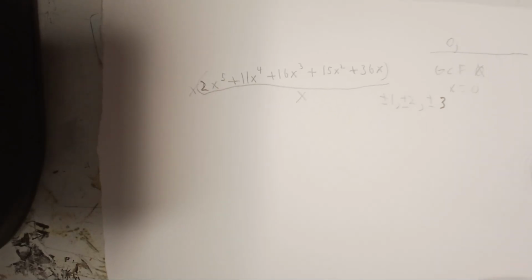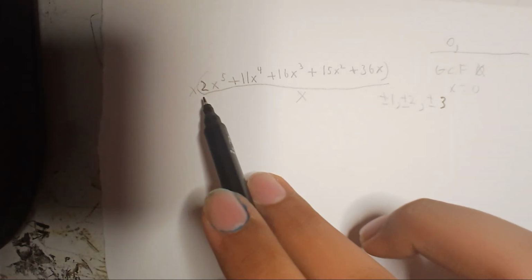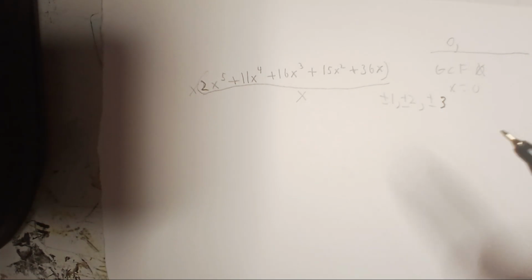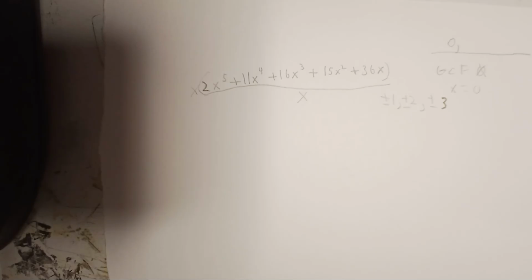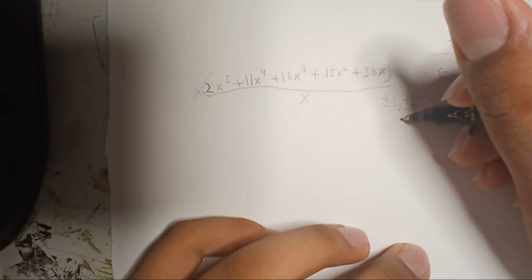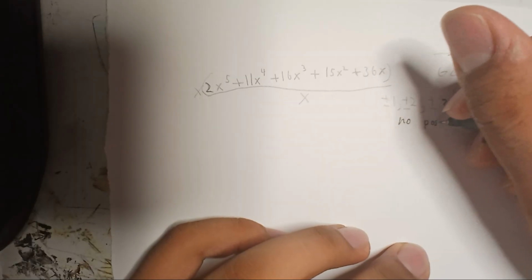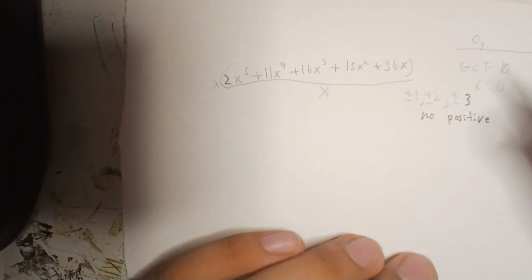Now we are going to use synthetic division to figure out which ones will work. You can see from this, it's all positive. Synthetic division involves adding, so if I were to add any positive factor, it wouldn't work because it would just become a really big number, and we don't want big numbers. We want to find a solution. So I'm going to write here, no positive.